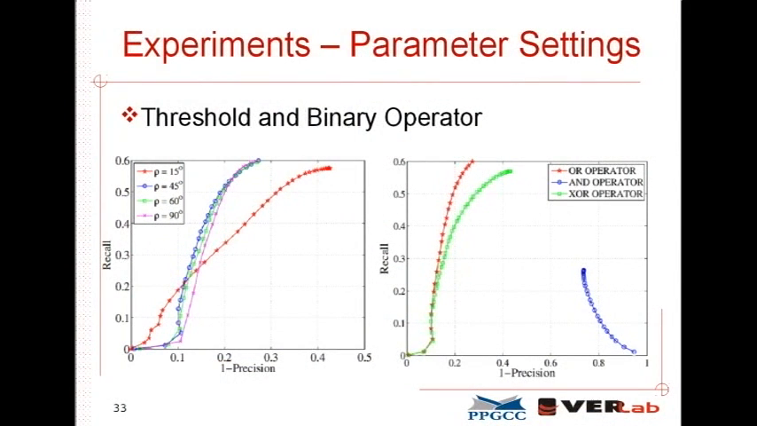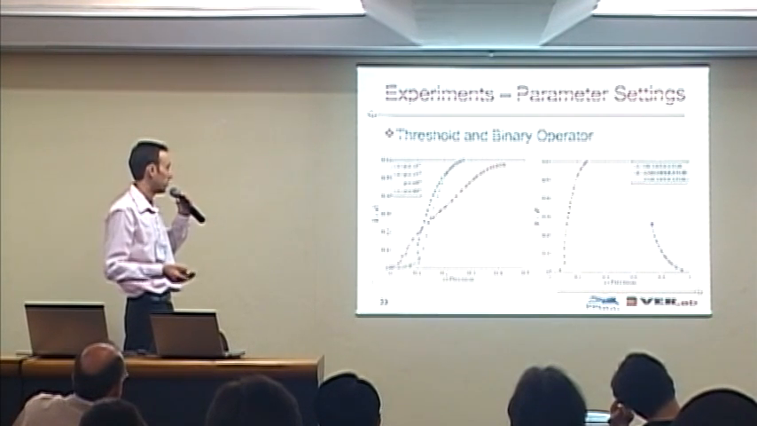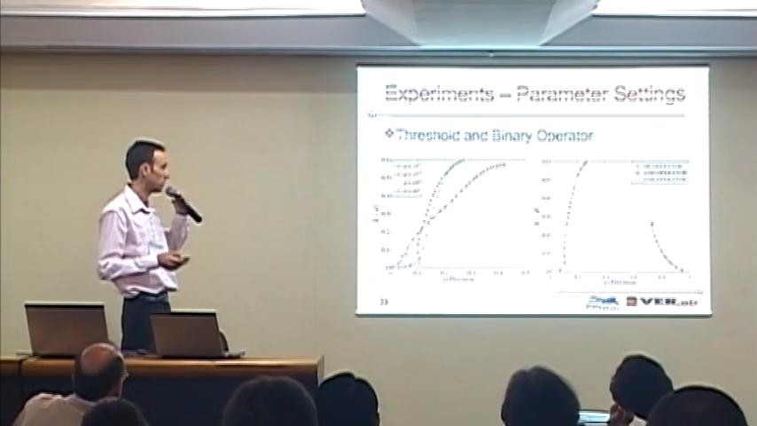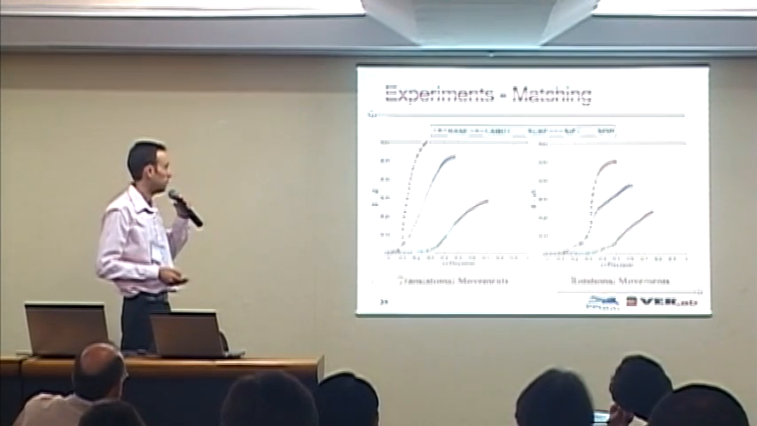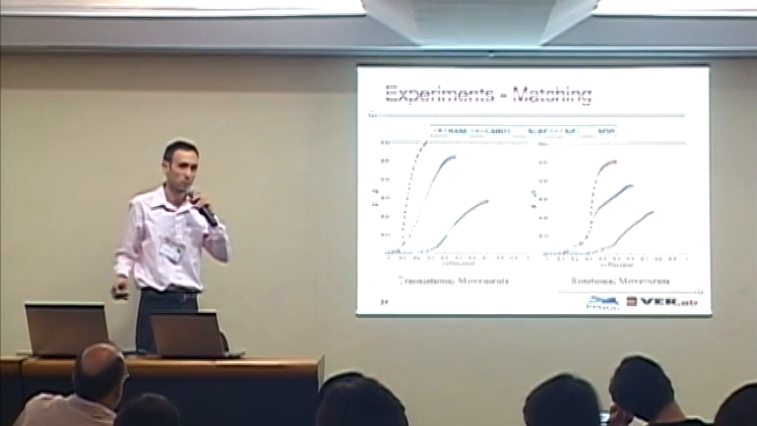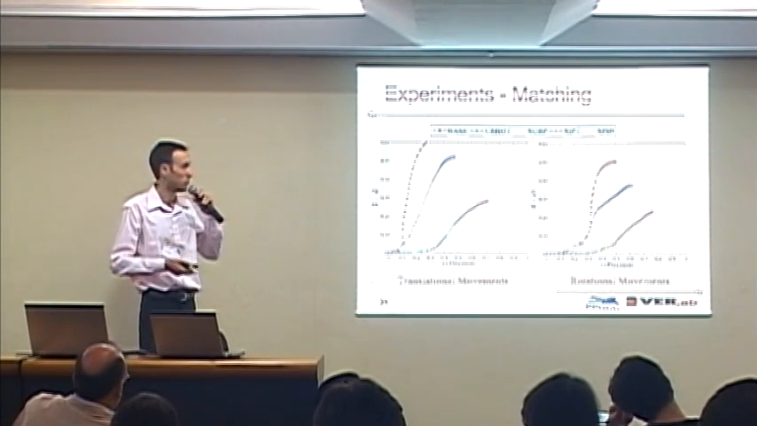So in the parameter settings, we can note here that the best value for the angular threshold was 45 degrees. And the best binary operator to fuse the bits of the texture and geometrical information was the OR operator. In the matching tasks, we can note here that in the translational sequences and rotational movement sequences, BASE outperforms all other approaches, including C-SHOT, which is the state-of-the-art of this kind of descriptor that fuses information.